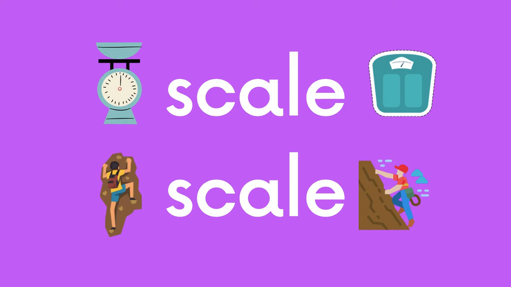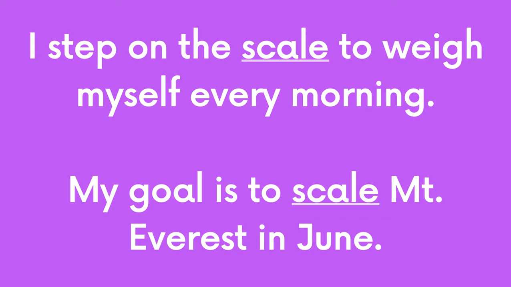So the first one, a scale, that is a noun, so a person, place, thing, or idea. Whereas the second use of the word scale is a verb. So you are actually doing something. Now, for the first sentence, I'll give you an example: I step on the scale to weigh myself every morning. So that's that first use of the word scale. And again, we are using scale as a noun in the first example.